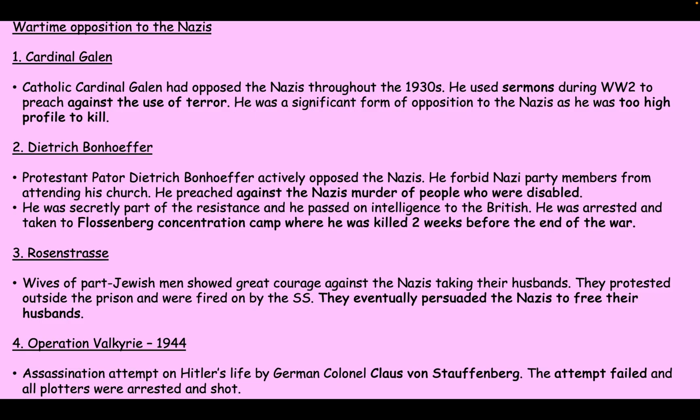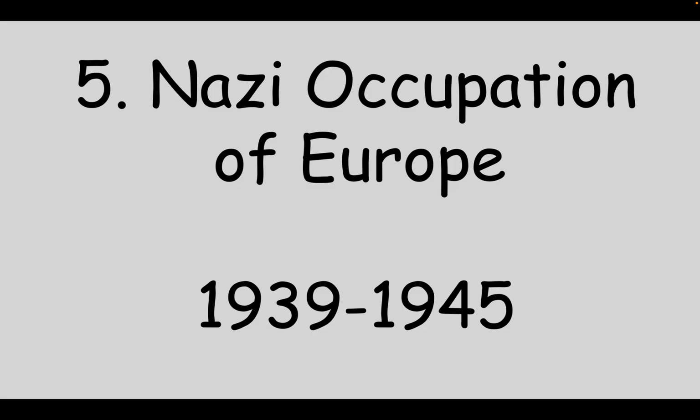Whilst it badly injures him, it doesn't kill him. And so all the plotters are arrested and shot. So Operation Valkyrie is an example of unsuccessful opposition. They do not successfully kill Hitler. The plan fails.